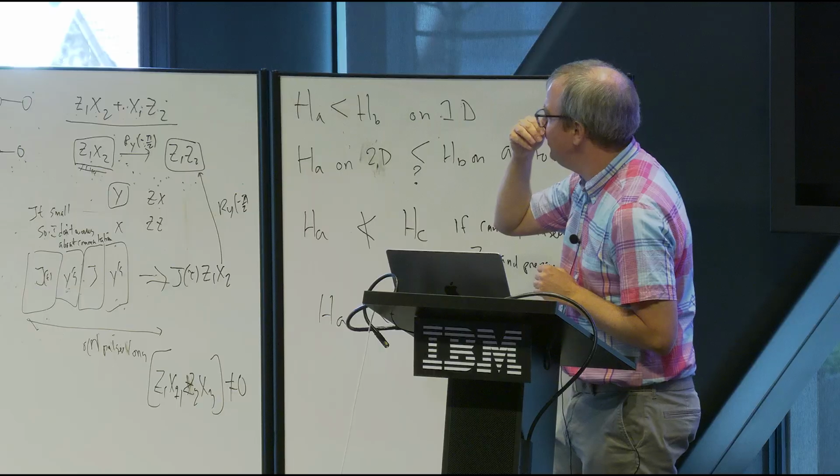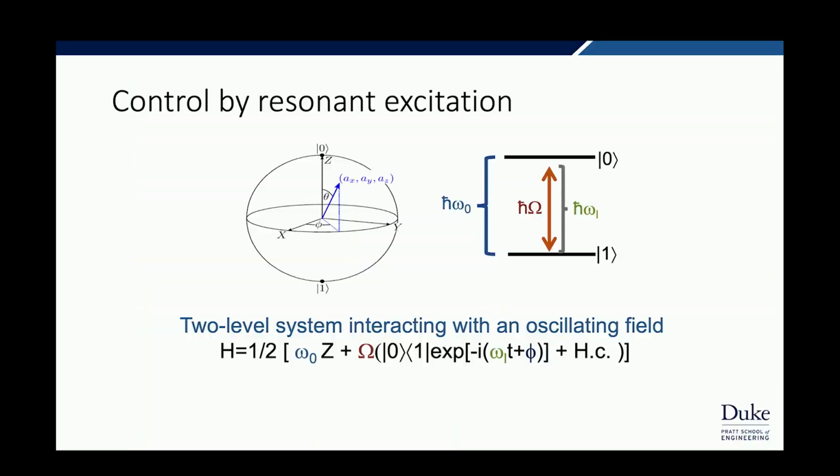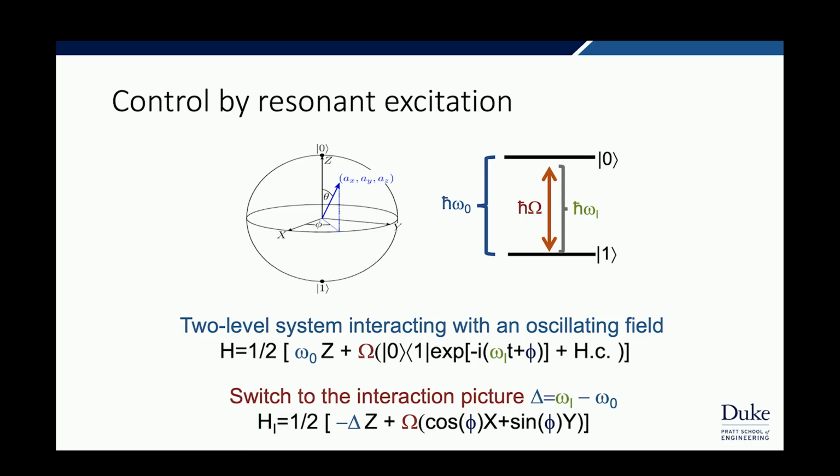OK, so we can do similar things with these dynamically corrected gates. Most of the time, we have control by resonant excitation. So the baseline Hamiltonian for a single qubit looks like a Z term, which is actually the detuning between a laser and the control. And then our ability to pick X and Y is by basically controlling the relative phase between the rotating qubit and the applied rotating field.